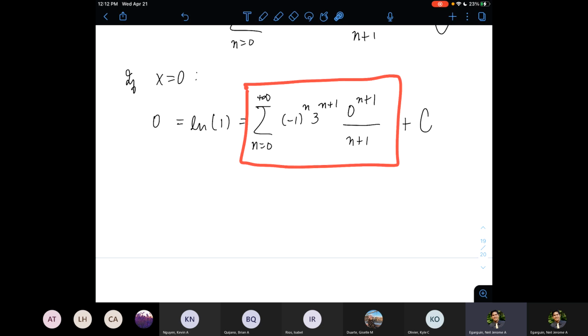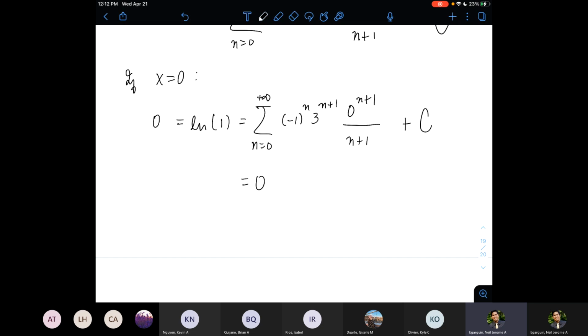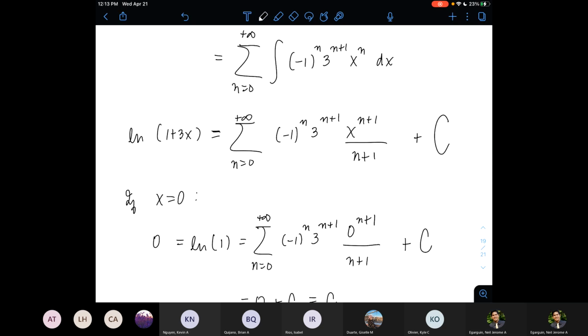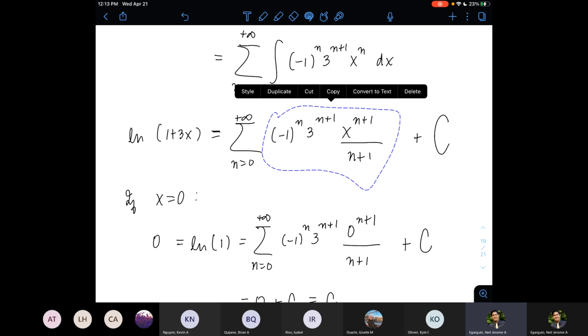And what is the value of this guy? In this case, we're summing up a bunch of zeros. If you're summing up a bunch of numbers that are exactly equal to 0, you'll just get a 0 sum, plus c, which is equal to c. So this tells us that c is equal to 0. So therefore, our expansion for ln of 1 plus 3x is exactly the sum of these guys.